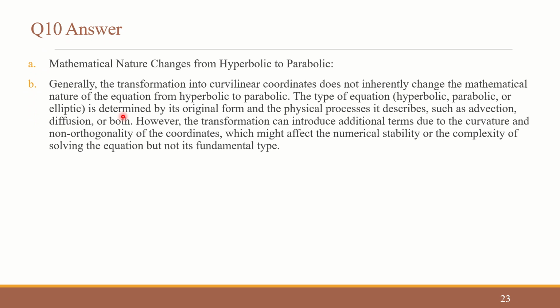such as advection, diffusion or both. However, the transformation can introduce additional terms due to the curvature and non-orthogonality of the coordinates, which might affect the numerical stability or complexity of solving the equation, but not its fundamental type. So what happens in the transformation into curvilinear coordinate system?